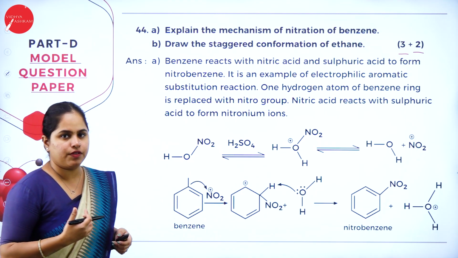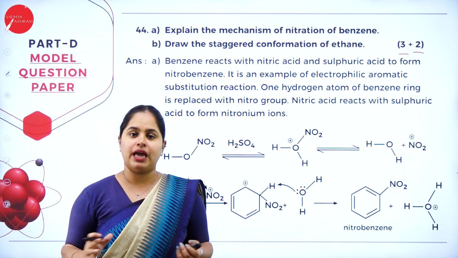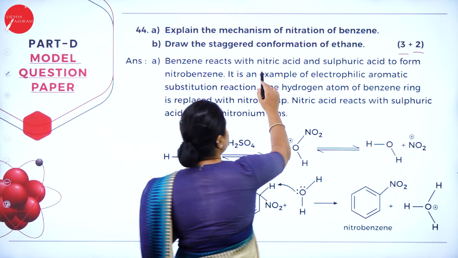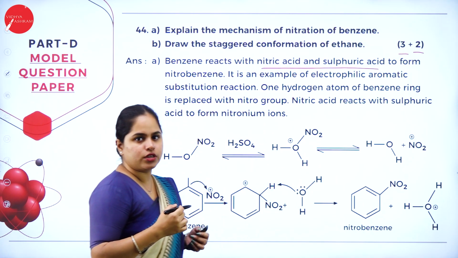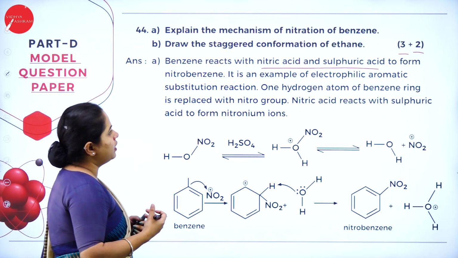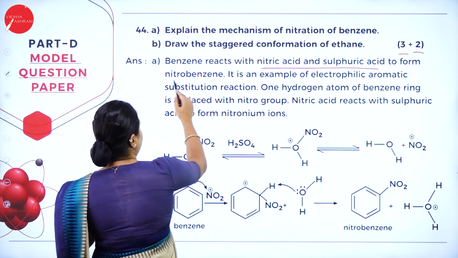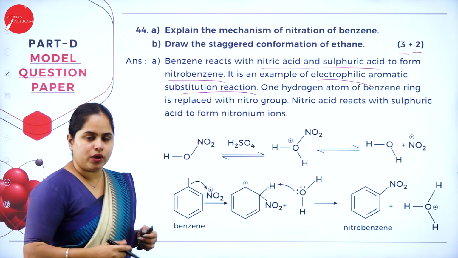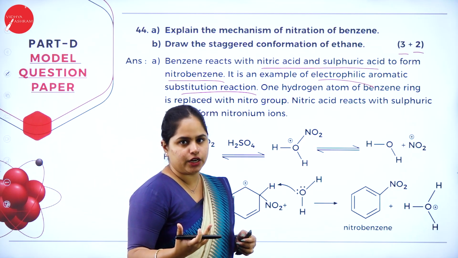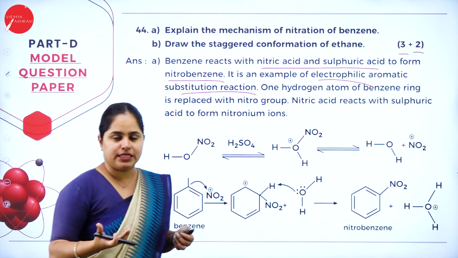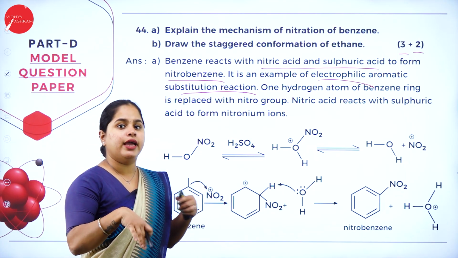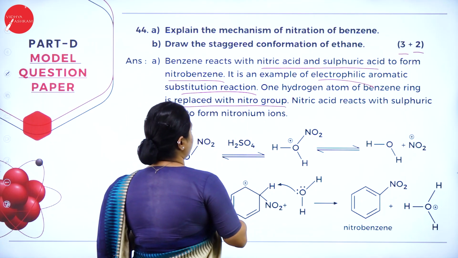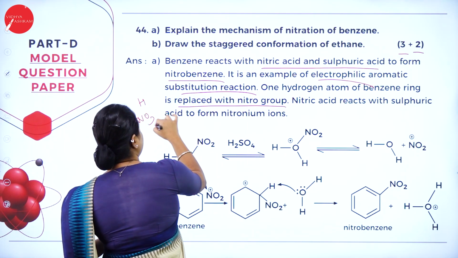So what are the reagents that we are adding, and how this mechanism is followed, in detail we have to write. Okay. So benzene reacts with nitric acid and sulfuric acid. HNO3 and H2SO4 are the reagents that we use, right? Nitric acid and sulfuric acid to form nitrobenzene. It is an example of an electrophilic aromatic substitution reaction. Okay. Electrophile is formed. NO2 plus, it is an electrophile, right? And it is a substitution reaction. Instead of hydrogen, NO2 will be substituted, right? One hydrogen atom of the benzene ring is replaced with a nitro group. So one hydrogen will be replaced by an NO2 group, right?